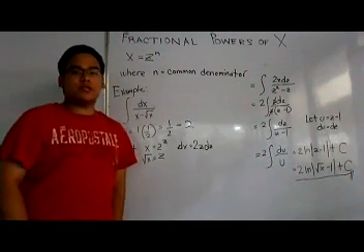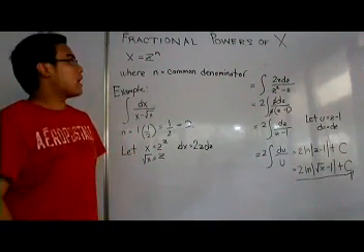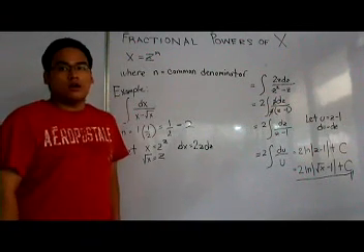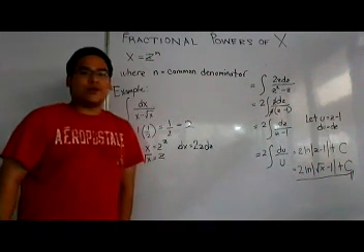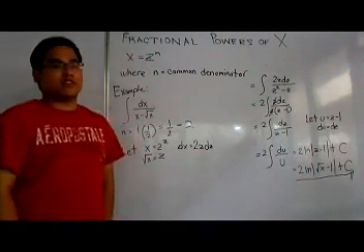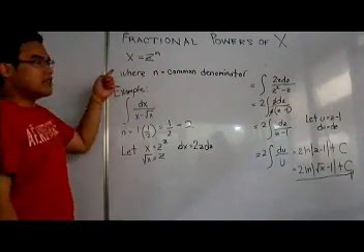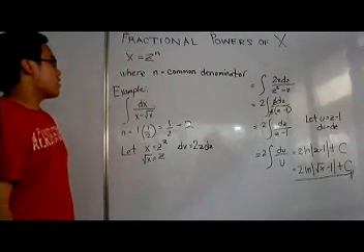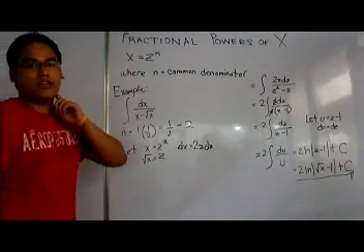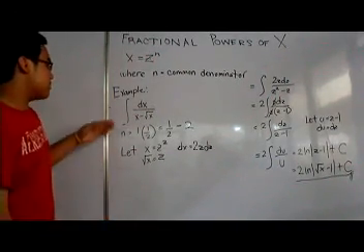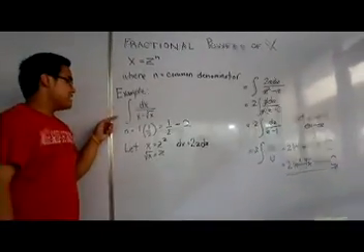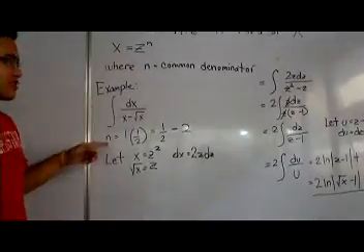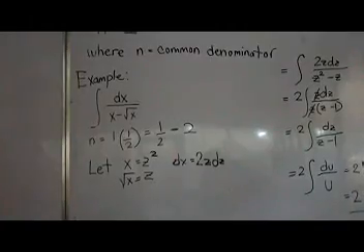Integration under miscellaneous substitution is fractional powers of x. I will give you a simple overview and an example of this technique. You should let x equal z raised to n, where n equals the common denominator. As an example, the integral of dx over x minus square root of x.